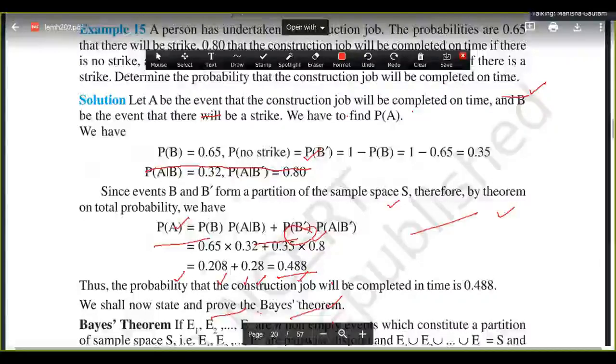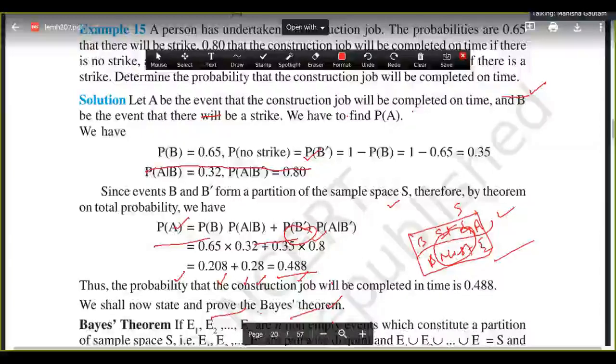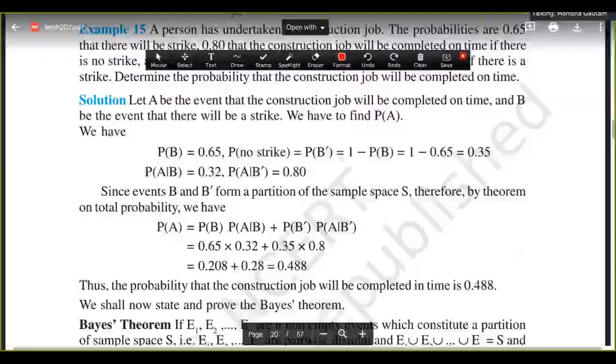Here the whole sample space is S. Two parts are there: there is a strike and there is no strike. That means E1 and E2. You can see here we have written B and B dash. Now this is A, a circle. Work is completed when there is a strike, and work is completed when there is no strike. Like this, you have to understand the question. Now this is a total probability case. Now we come to the next theorem that uses this total probability, the Bayes theorem.